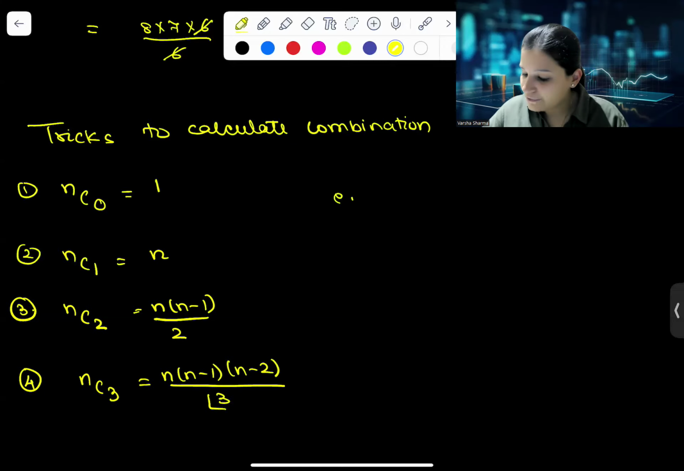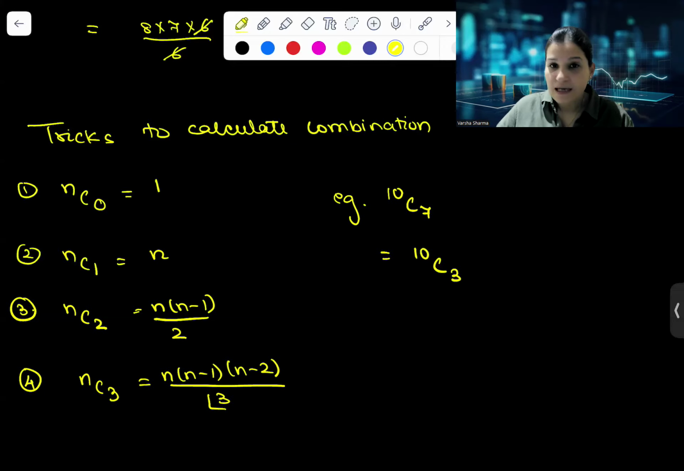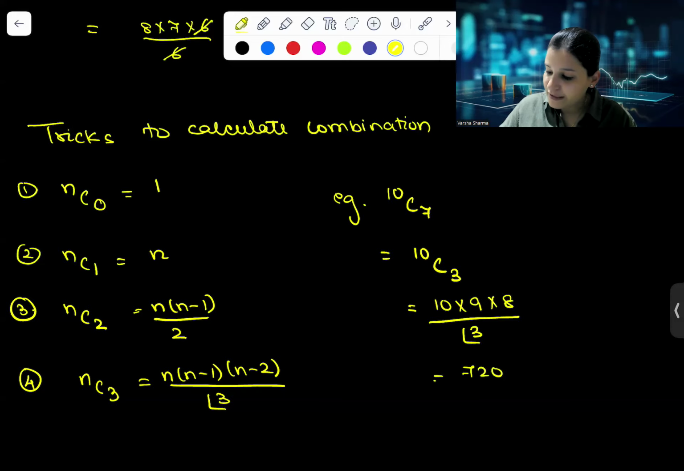So for example, if I have to calculate 10C7, first, I can make it a little smaller. 10C(10 minus 7), which is 10C3. Since there is 3, we need to multiply three numbers. 10, 9, 8 divided by factorial 3. So 720 upon 6, that makes it 120.